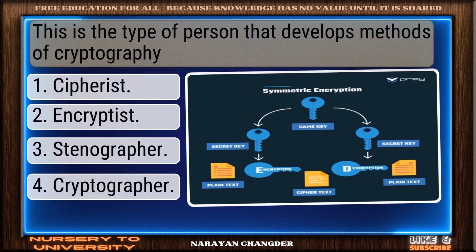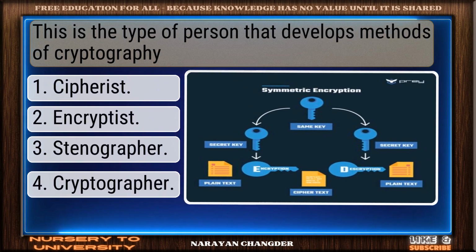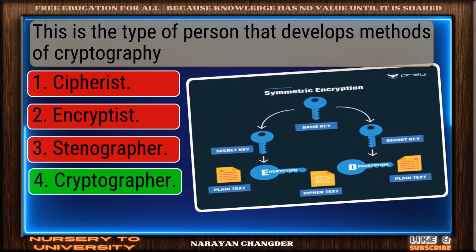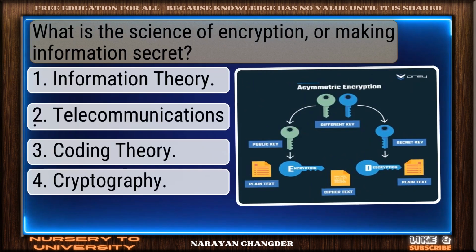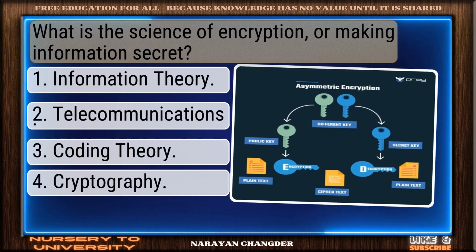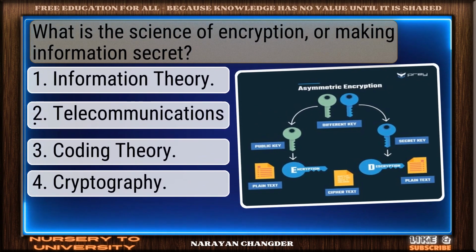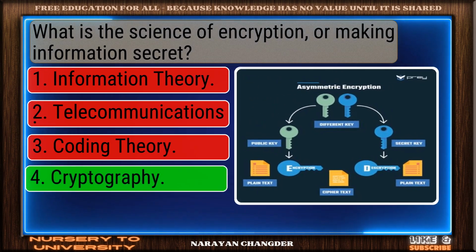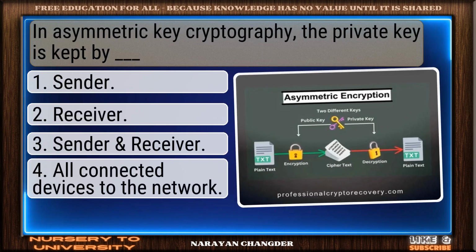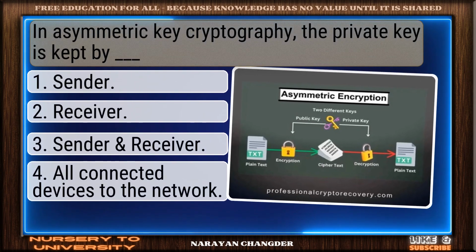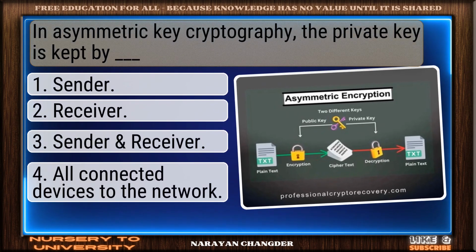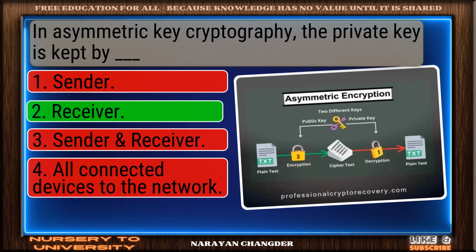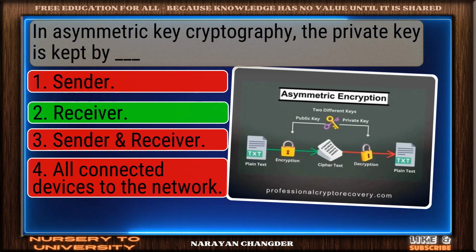Question number 19. This is the type of person that develops methods of cryptography. Valid point. Cryptographer is true. Question number 20. What is the science of encryption or making information secret? Correct. Cryptography is the right answer. Question number 21. In asymmetric key cryptography, the private key is kept by dash. Excellent choice. Receiver is the right answer.